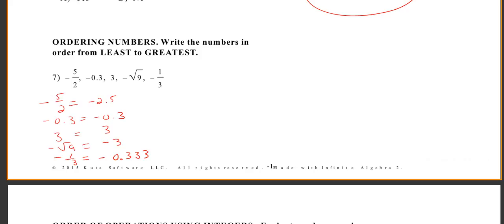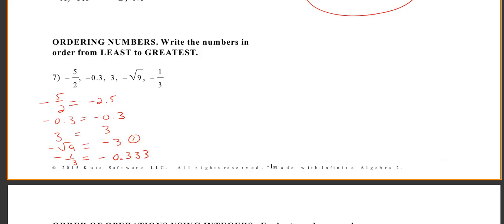Okay, I've changed all these numbers into their decimal equivalents. For example, a negative 5 halves, that's a negative 2 1/2. Negative 0.3 stays the same. A negative square root of 9, well, that's a negative 3, and a negative 1/3 is a negative 0.333. So now we need to put these in order, and I'm just going to label them in order from negative to positive. So the most negative number would be the one that is a negative 3.